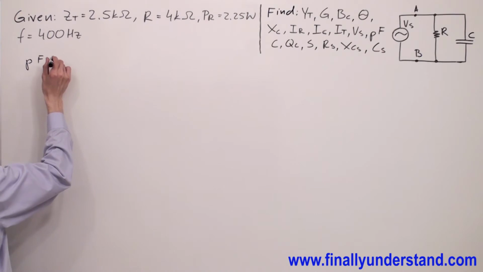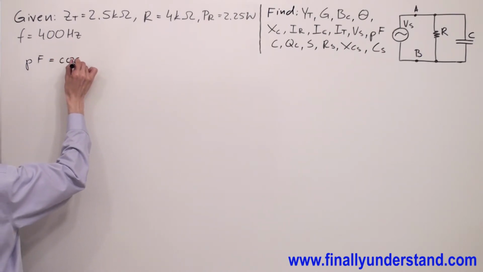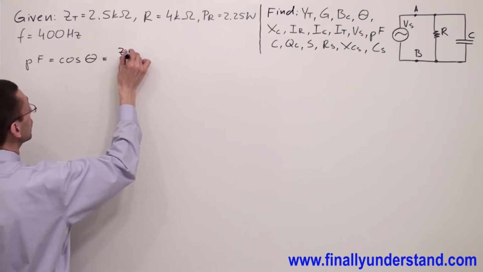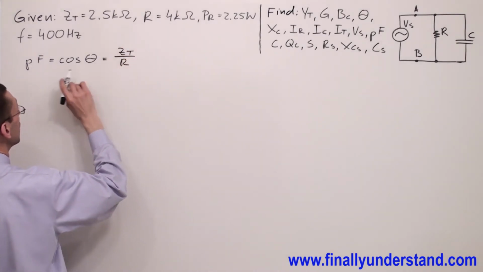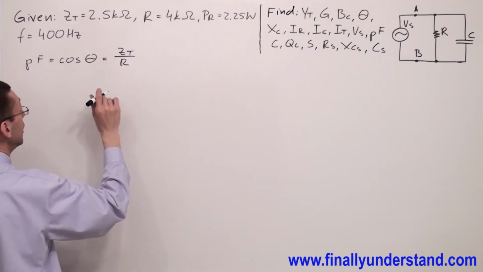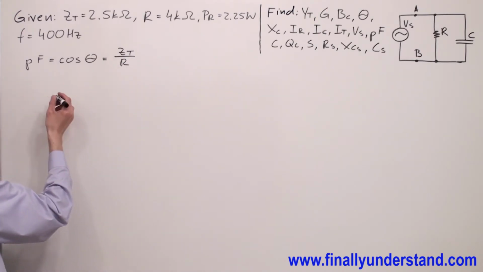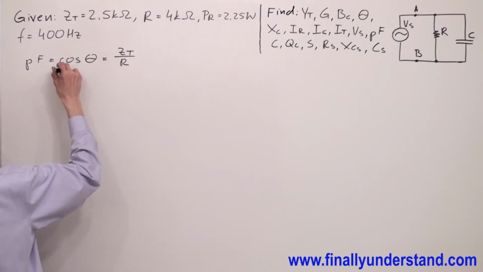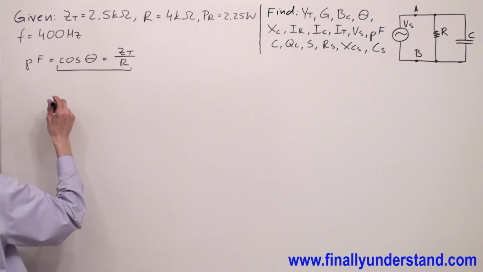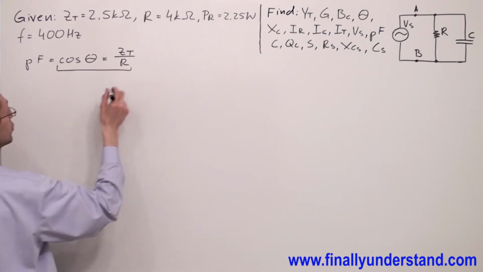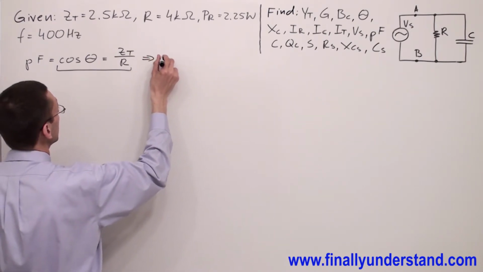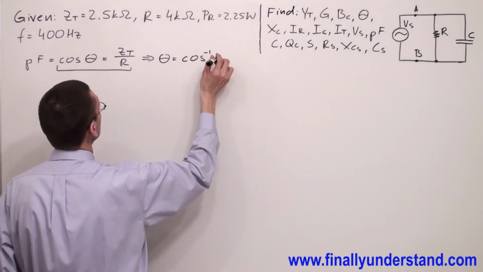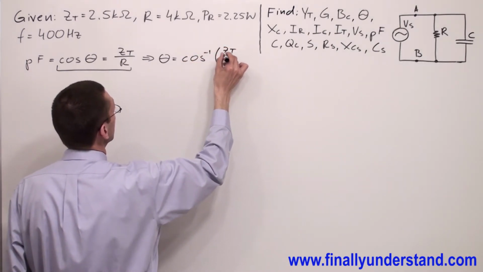Power factor is equal to cosine of angle theta, and this is also equal to Z total over R. This is the formula for the parallel circuit. So I have to find the angle, and that's why I'm going to use just this part of the formula. In order to find the angle, I simply write angle theta equals inverse cosine of Z total over R.